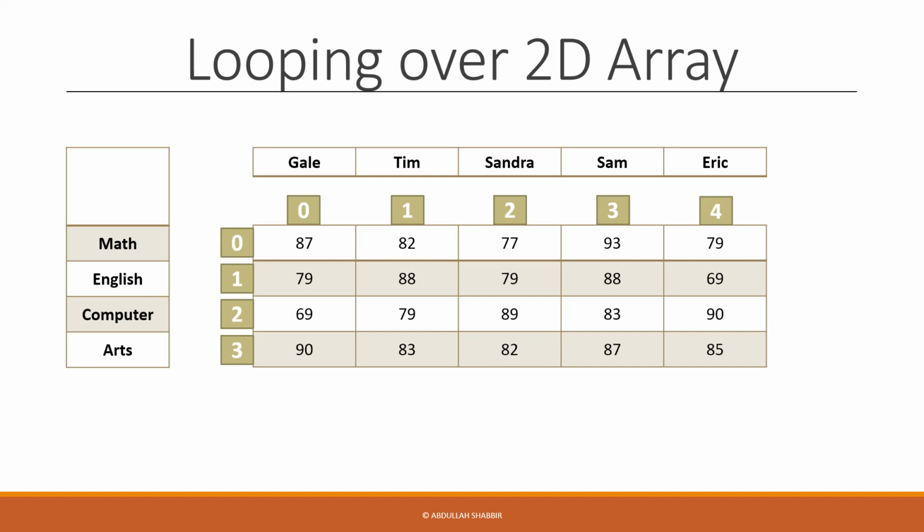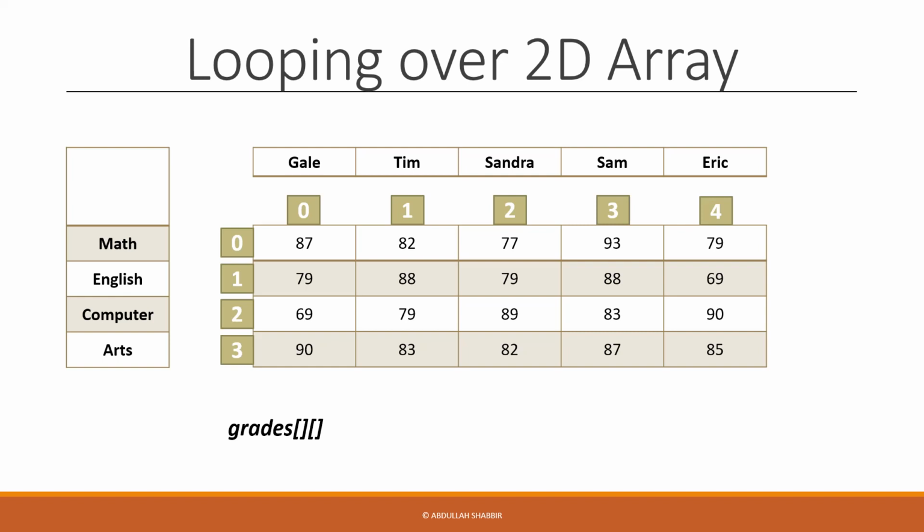Now that we have seen how to access individual numbers in a two-dimensional array, say we wanted to do more than that, like calculate the average grades that all the students have achieved in English. This means we need to go through each and every student grade in a particular row. Remember that a two-dimensional array is basically an array of arrays. So each row here is an array by itself.